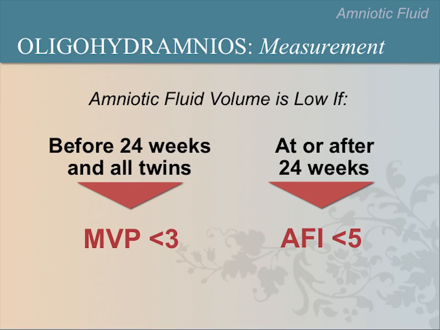Before 24 weeks of gestation, measure the maximum vertical pocket. You should also use this method if there are twins. At 24 weeks and later, measure the amniotic fluid index. An MVP less than 3 centimeters or an AFI less than 5 centimeters indicates oligohydramnios. Here are more examples of oligohydramnios. Notice how these fetuses are harder to see here because there is no surrounding fluid.